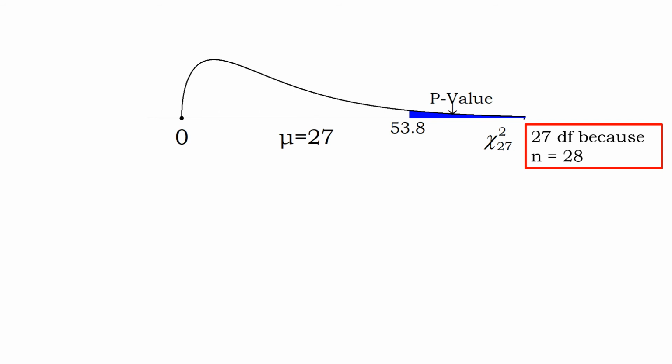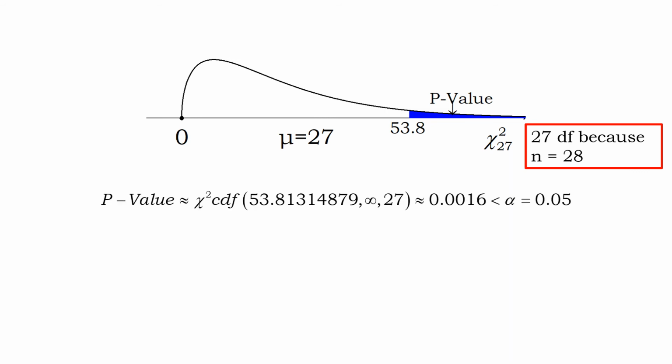I draw my chi-squared graph. 27 degrees of freedom because my sample size was 28. So n, 28, minus 1 is 27. A minute ago, I asked if 53.8 was a big chi-squared score. Turns out in this case it is, because the average chi-squared score when you have 27 degrees of freedom is 27. So my test statistic, 53.8, is over there to the right of 27. This is a right-tailed test, meaning wherever my chi-squared score was, the area to the right is the p-value.